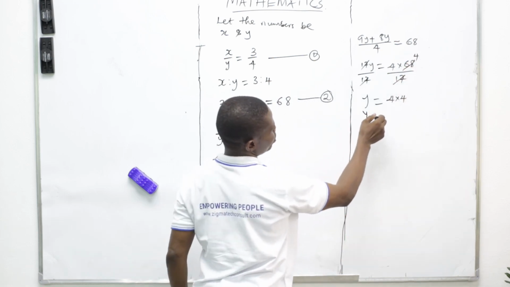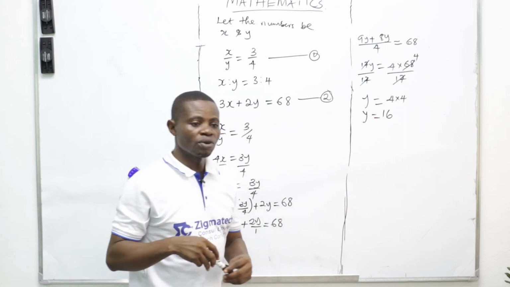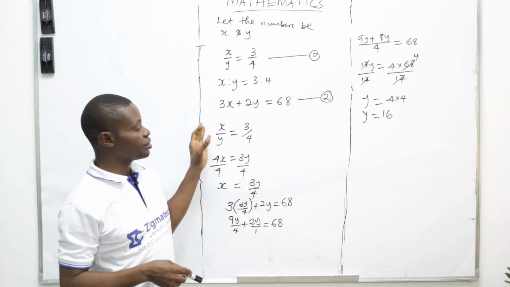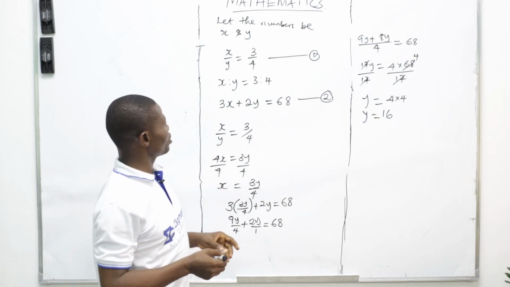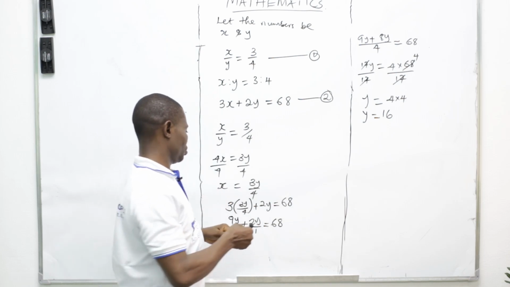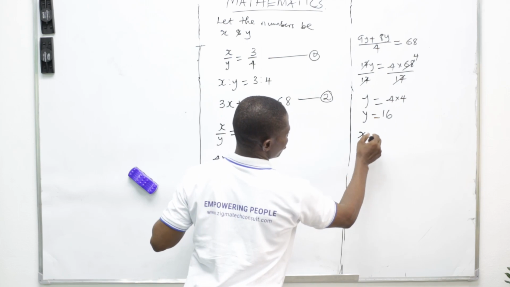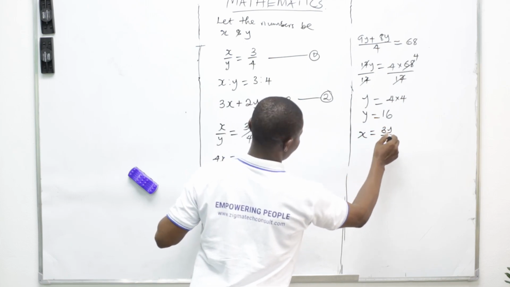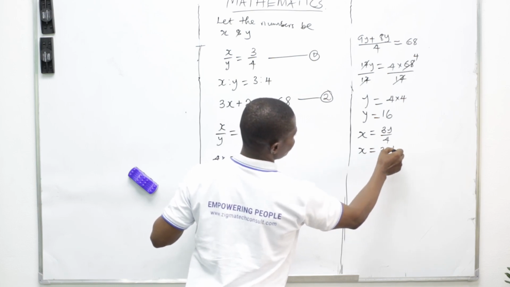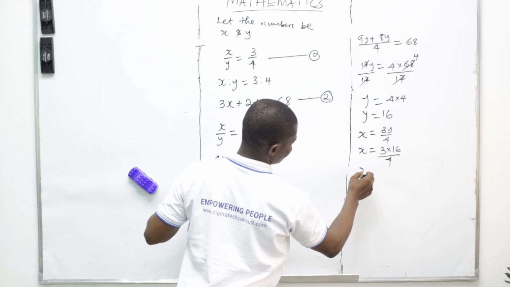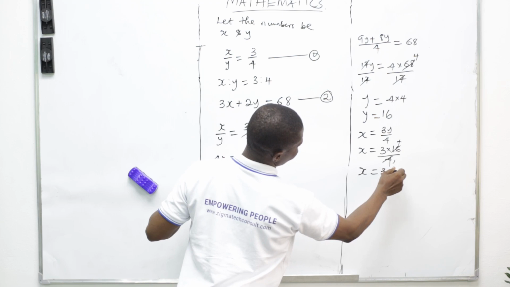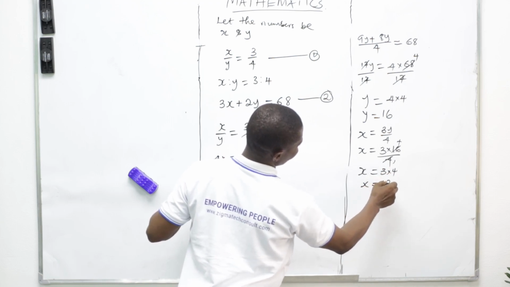So that y will be what? 16. But the question is interested in the smaller number. So what is the smaller number? x. Recall that x equals what? Recall x equals 3y all over 4. Ask yourself, what is y? y is what? 16. So 4 into 16 is 4. 3 times 4, x equals 12.